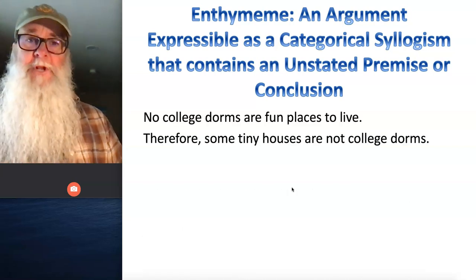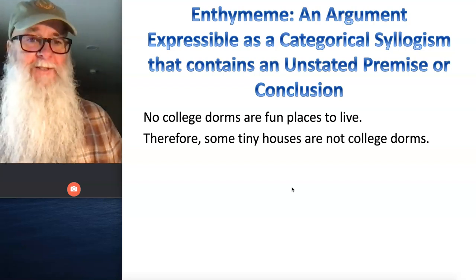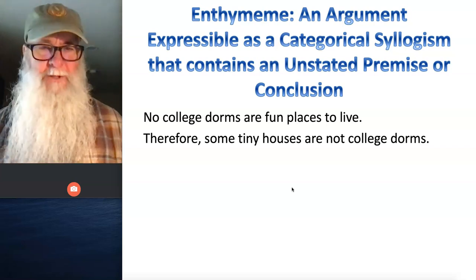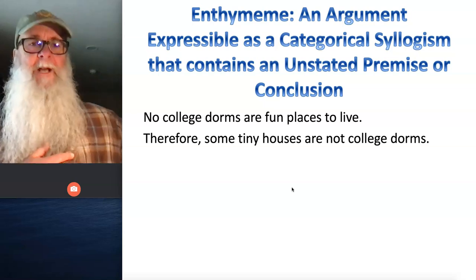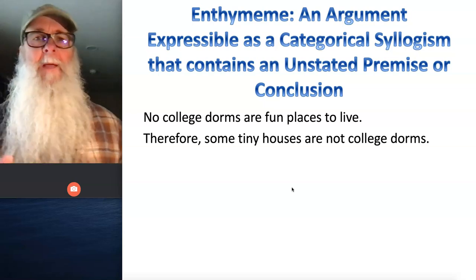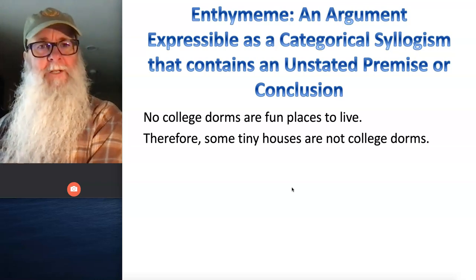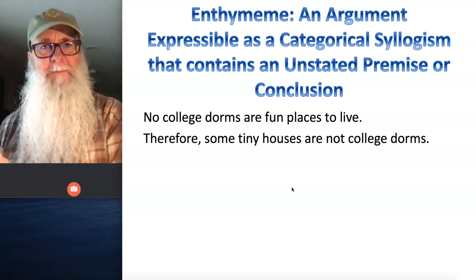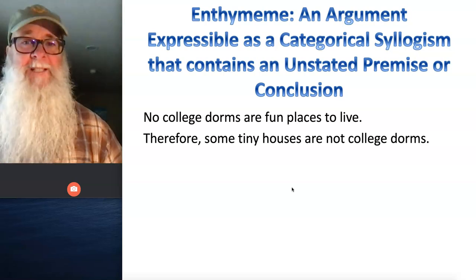Take a look at this argument. No college dorms are fun places to live. Therefore, some tiny houses are not college dorms. And we look at this and we can see we've got a conclusion that's been drawn here. It's a conclusion about some tiny houses and them not being college dorms. And that conclusion is being drawn from this statement about college dorms and fun places to live. But nothing about tiny houses has been mentioned before the conclusion. So we can see here that we're missing a premise.